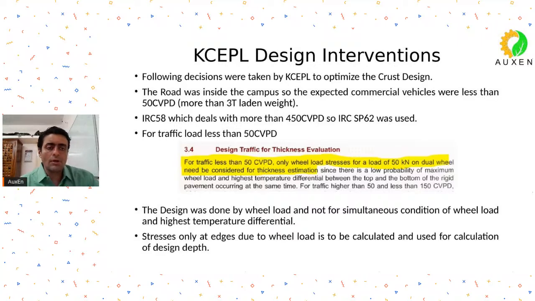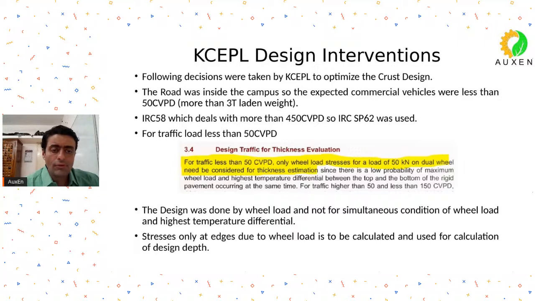So here your IRC SP62 quite clearly says that because this is a low volume road, you either take the wheel load and ignore the temperature difference. Okay, you don't have to take both conditions because it is a low volume road. So you don't take both the maximas, you just design for the wheel load. That's it. And that you use for thickness estimation. I have highlighted that clause from the code. So that's what we did.